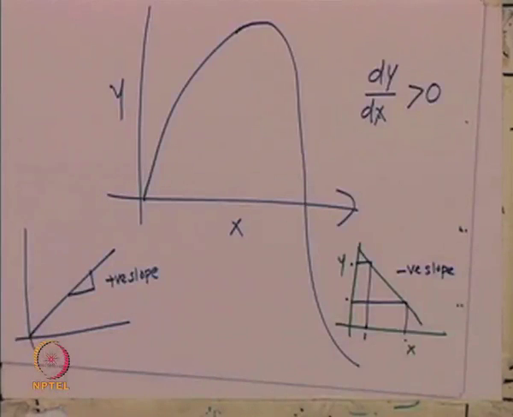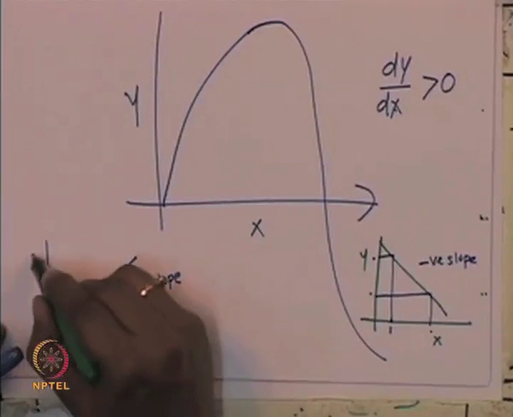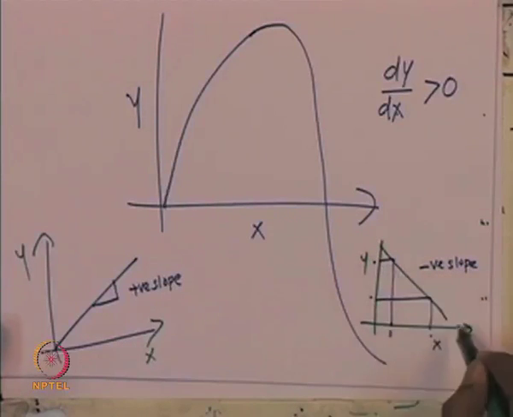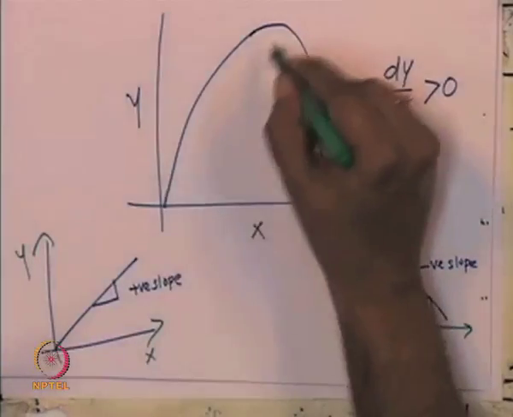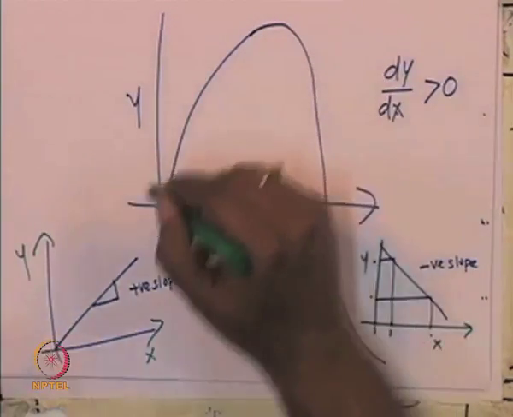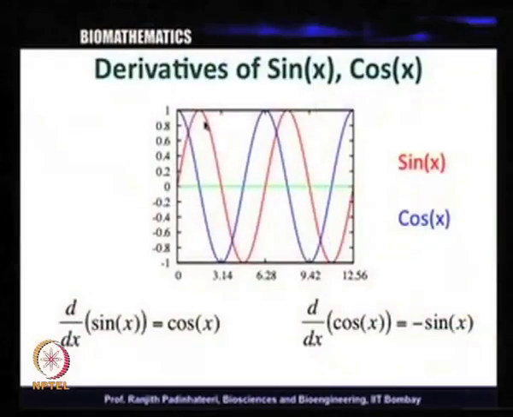So, let me just make this once more clear. Positive slope means as x increases, y also increases. Negative slope means as x increases, y decreases. Now, if you look at this part of the sin x curve, as x increases, y also increases, the slope is positive. So, let us look at this curve here. For the red curve, before this particular value of pi by 2, the slope is positive. That means the cos x value, which is the slope or the derivative, is positive.